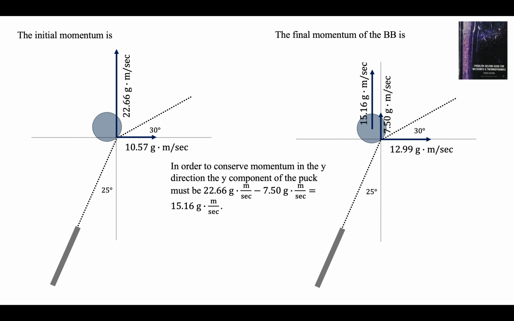Now let's consider the x direction. The initial momentum is 10.57, and now we have 12.99. It got more. How did it get more? Momentum's conserved. Well, the puck's got to be going to the left.